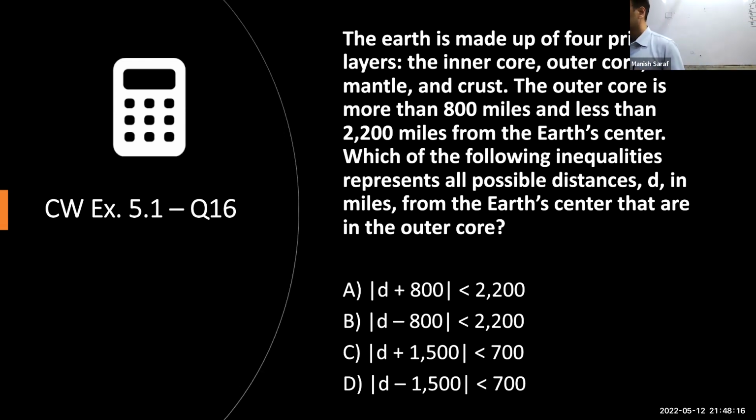Which of the following inequalities represent all of the possible distances in miles from the Earth's center that are in the outer core? So there is a variable which is d, and they say that d represents all the distance between what? From Earth's center to the outer core. And Earth center to outer core कितना है? It is something like more than 800 miles, but less than 2200 miles. Okay. Now the idea is to find which of the given options is basically this expression. ये ढूंढना है हमको.